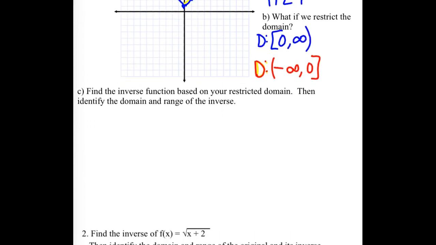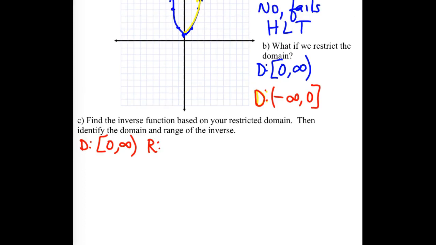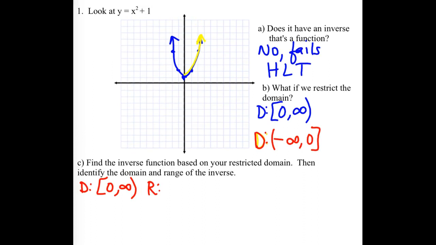Let's start with our domain being the 0 to infinity one. Okay? So if I just use the right half of that parabola, what would the range be? I've stated the domain is 0 to infinity. What is the range? Let's go back to our picture. If we just use the yellow part, we're starting here and going up, right? So what's the lowest y value? 1 and then on up to infinity?